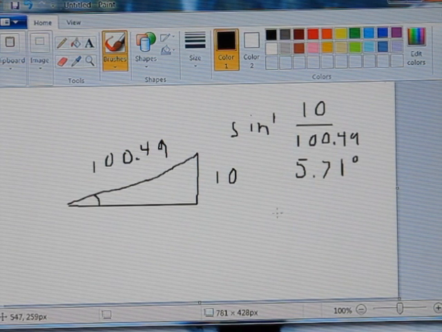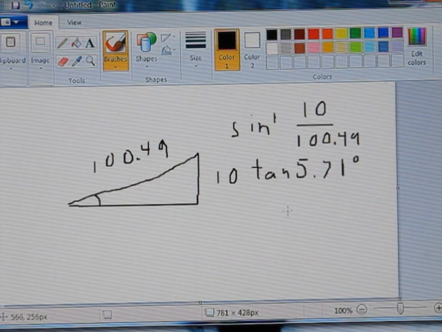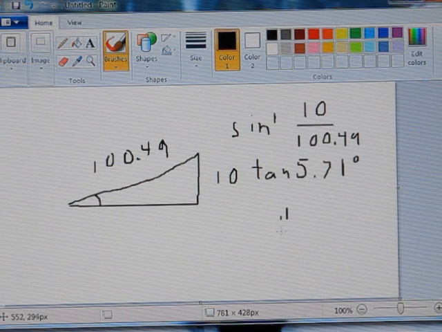Then you'll take the tangent of that, I'm sorry, the inverse tangent of that, or take the tangent of that. And you will get 0.1 or 10%.